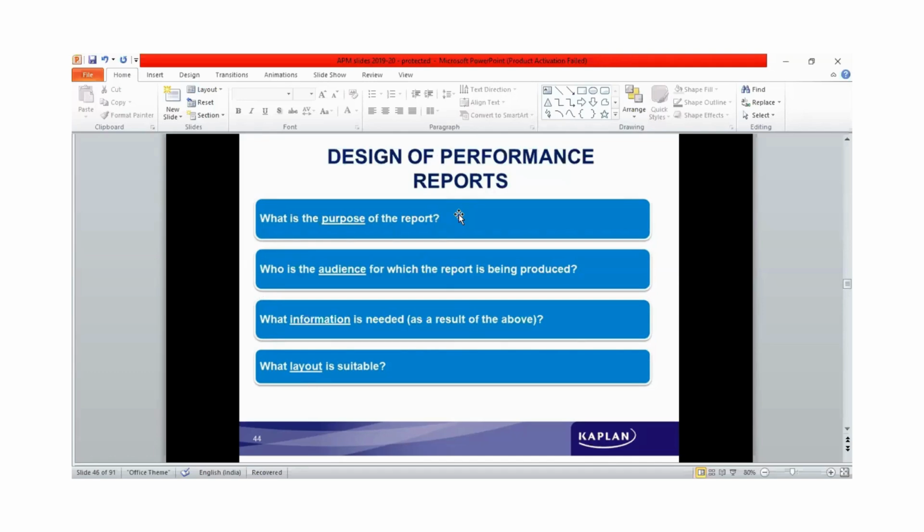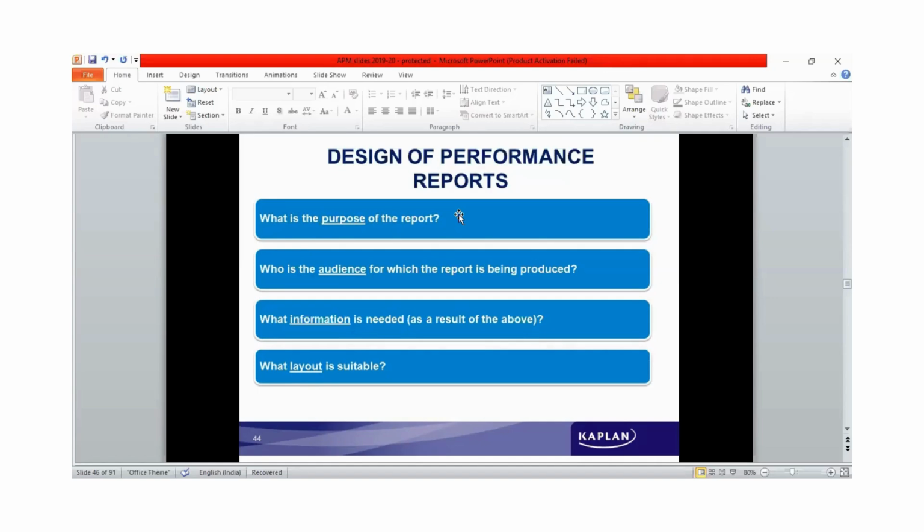then who's the audience for this, for which the report is being prepared? Whom are we addressing? Something like report writing, letter writing, which you have learned in your school days, similar to that. So you have to follow the structure of it. To whom are you addressing? What is the purpose of the report which has to be prepared?